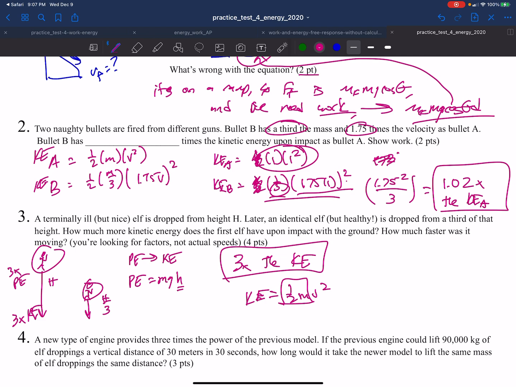So if we have 3 times the KE, and this stuff is all consistent, like the half is the same on both elves, and the m is the same on both elves because it's the identical elf, the effect of the velocity is, take the square root of both sides. So the square root of 3 is equal to v. So what is the square root of 3? It's 1.73.